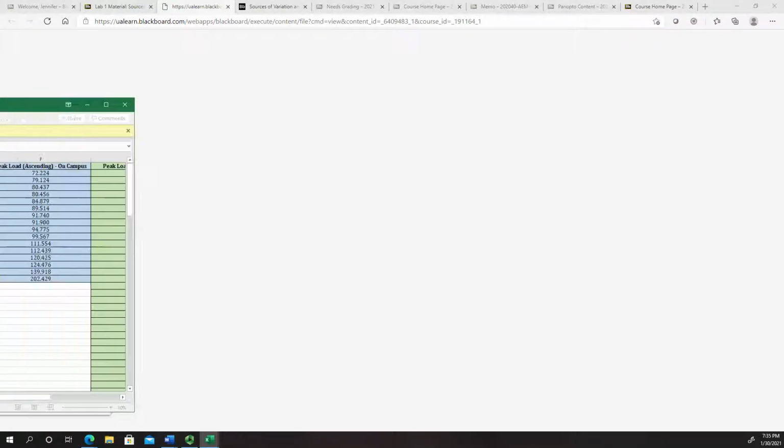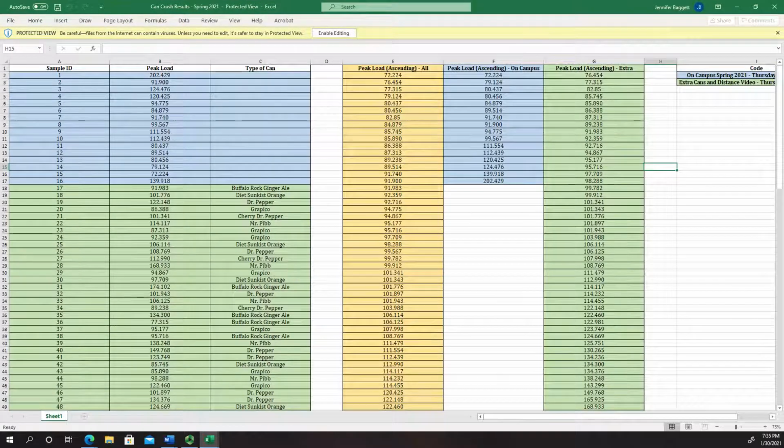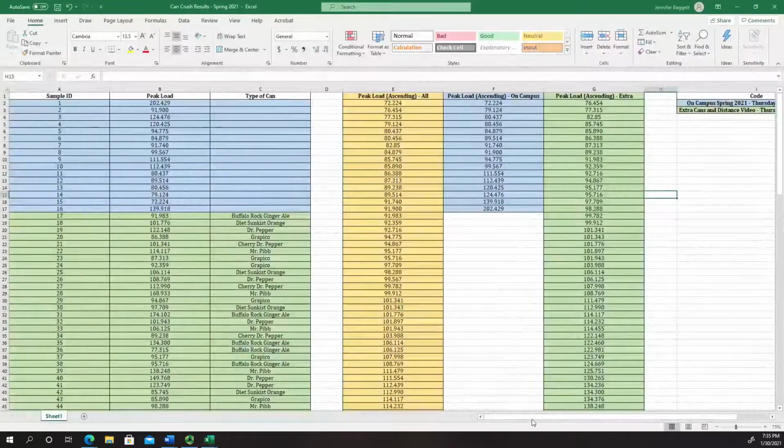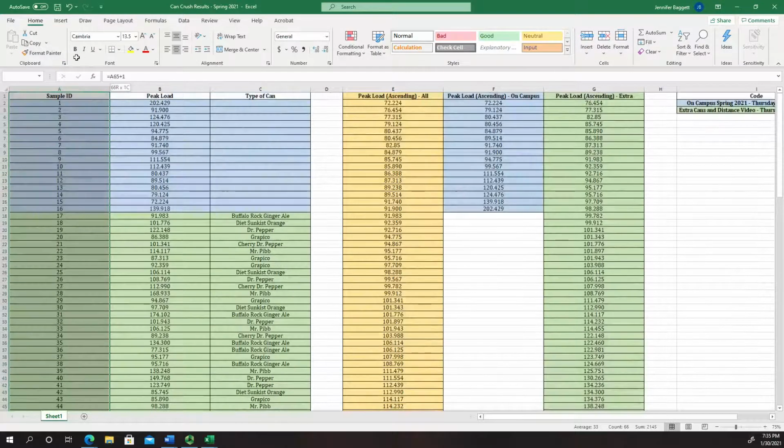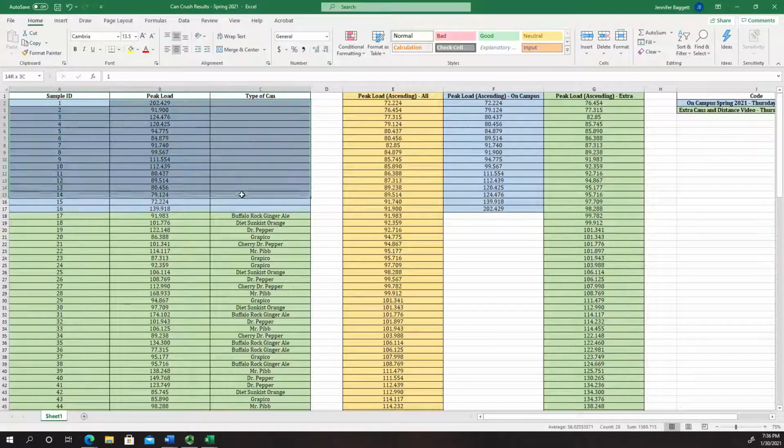So if you click this 2021 data, it should automatically download or ask if you want to download the assignment. From that, you'll see your downloaded file. So here, to explain the layout for this, there were 65 cans tested total. The highlighted blue cans are the cans that were tested by the students that came for the on-campus section on Thursday in January of 2021.